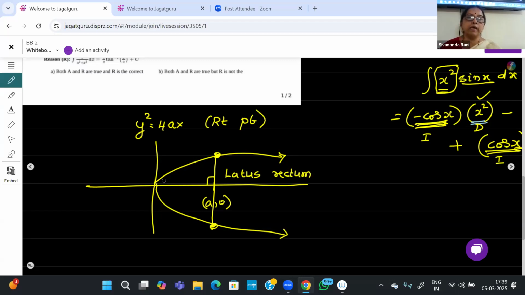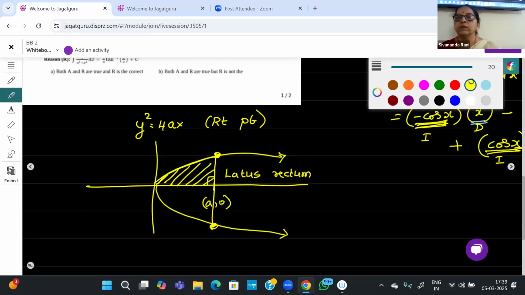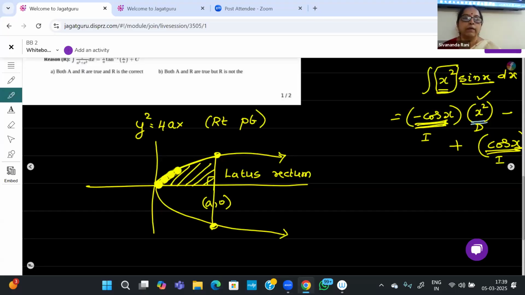So he has given you a boundary. He has said that he wants the area of this parabola bounded by the lattice rectum and x-axis. So he has defined it very well. Okay, so this is the area that he is looking at. Which formula will govern this area? To find this area, which formula will you use?